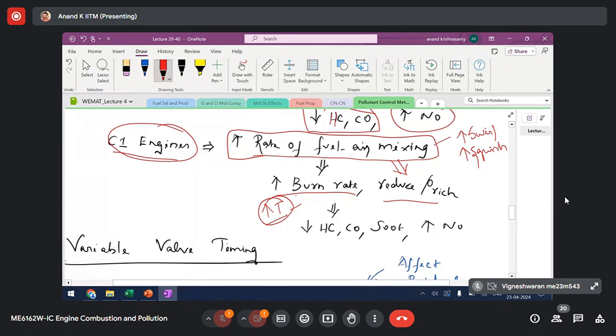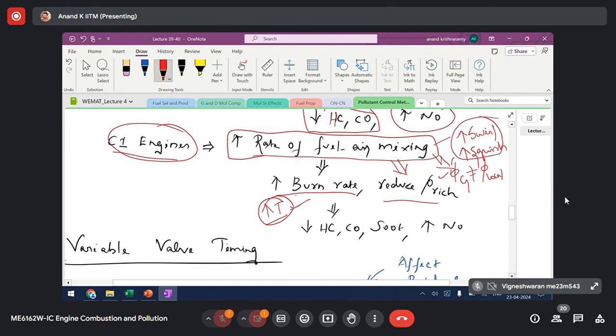What I mean to say here is there are two terms here, global and local. Because of mixture heterogeneity, you always have a difference between the global and local. But when you improve the mixing rate, this inhomogeneity is going to come down, meaning the gradients of different fuel-air mixture inside the cylinder are going to reduce. That's why I say you will reduce fuel-rich regions inside the combustion chamber. So this is the effect of creating a combustion chamber with better fuel-air mixing through swirl and squeeze.